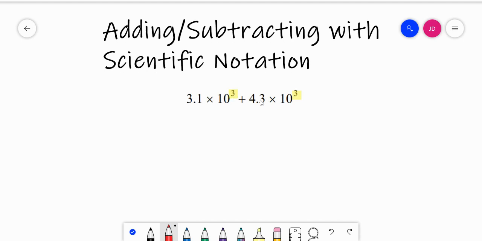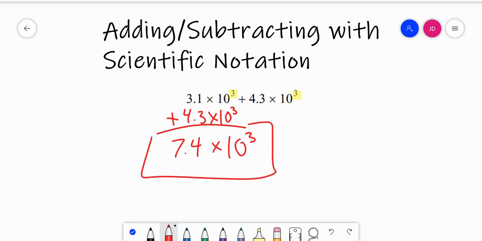But when you have numbers in scientific notation and they both have the same power of 10, you can basically just add the numbers out in front and keep the power of 10 there. So you would add 3.1 plus 4.3, and that's 7.4. And you keep the power of 10. You don't combine those exponents, okay? So keep it 10 to the third power, and that would be your final answer.